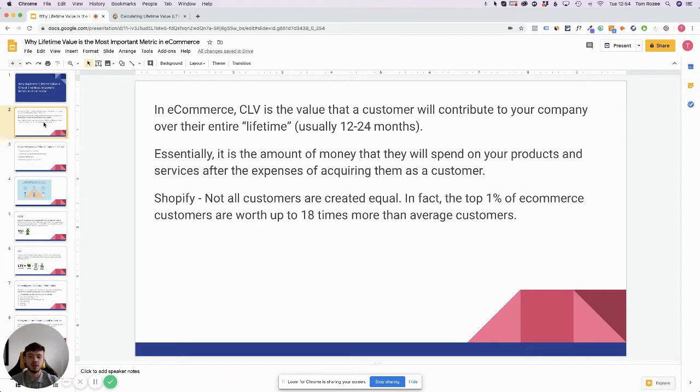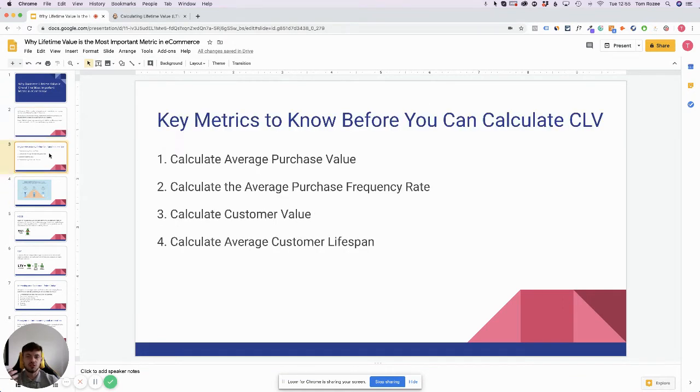Now, Shopify quotes that not all customers are created equally, and in fact, the top 1% of e-commerce customers are worth up to 18 times more than the average customers. So the key metrics to know before you can calculate the CLV is: one is calculate the average purchase value, two is calculate the average purchase frequency rate, number three is calculate the customer value, and four is calculate the average customer lifespan. And this will give you your CLV.